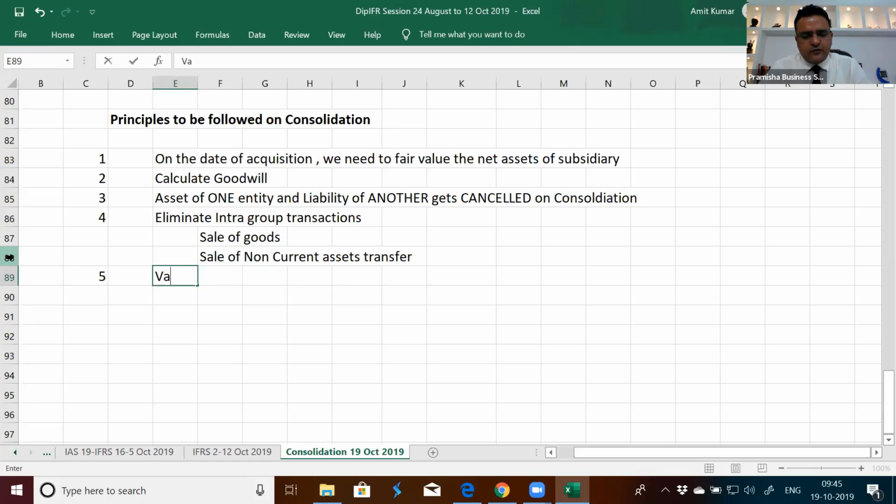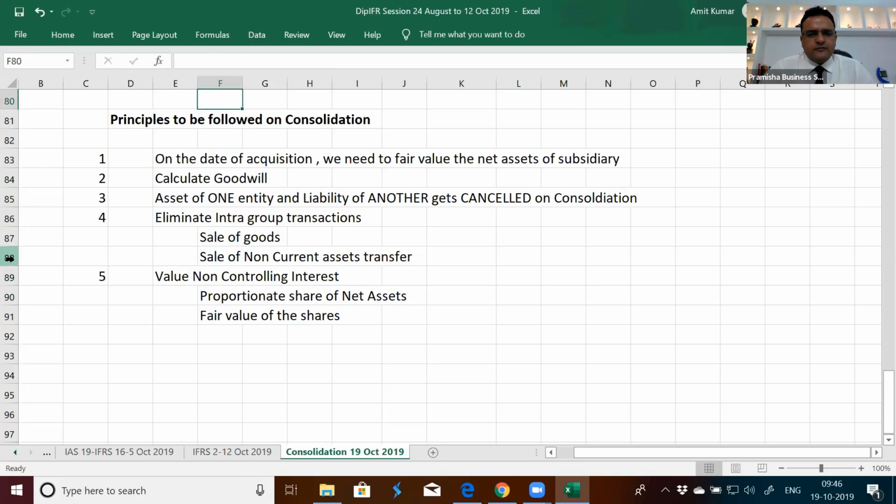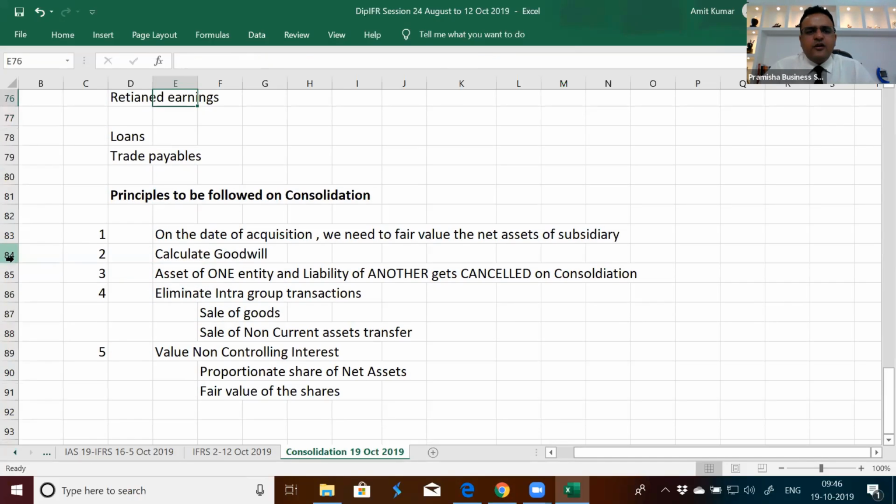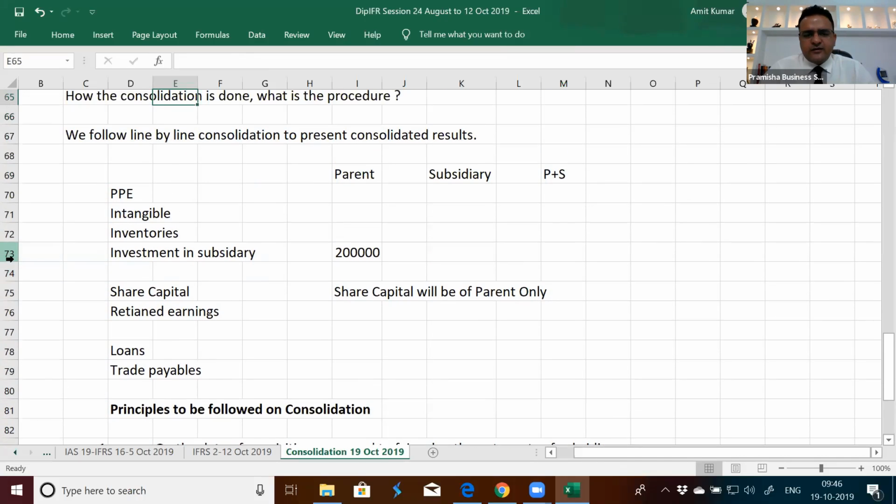We also need to value non-controlling interest if the investment is less than 100%. And we have a choice that we can value non-controlling interest on a proportionate basis, proportionate share of net assets, or on fair value of the shares. Now, the principle that asset of one entity and liability of another gets cancelled on consolidation is the reason for not including the share capital of subsidiary.